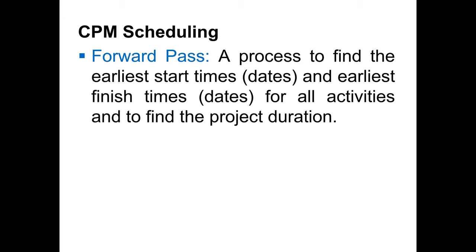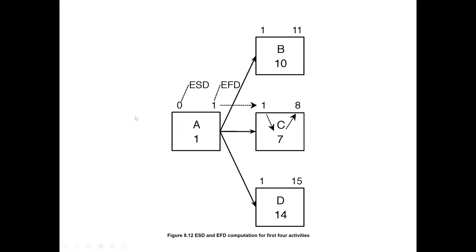The forward pass is a process to find the early start time and early finish time for all activities, and it will give us the project duration. For activity A, the starting time is 0, the duration is 1, so 1 comes here. For B, the starting time is 1 because it is after A, and the duration is 10 days, so 1 plus 10 is 11. Similarly for C, A takes 1 day, so 1 comes here. The duration for C is 7, so 1 plus 7 is 8. D is after A, so its start is 1, and with a duration of 14, 1 plus 14 becomes 15.